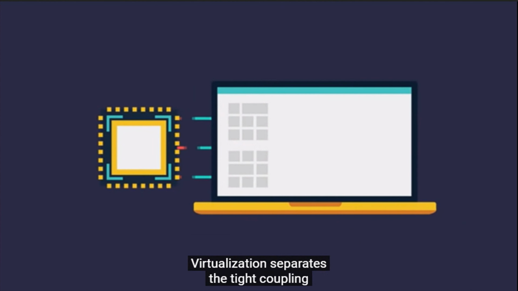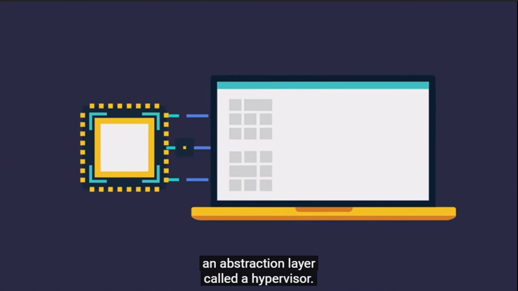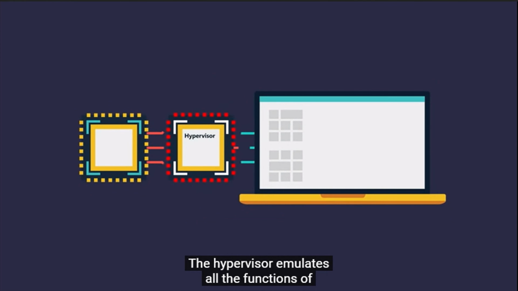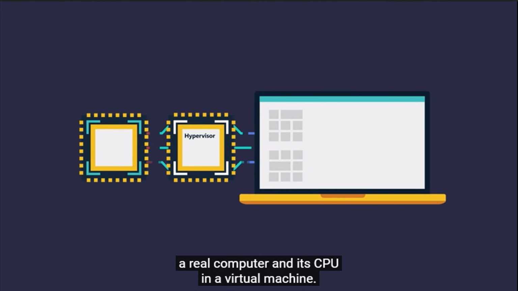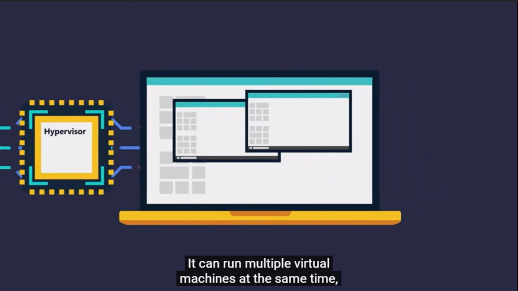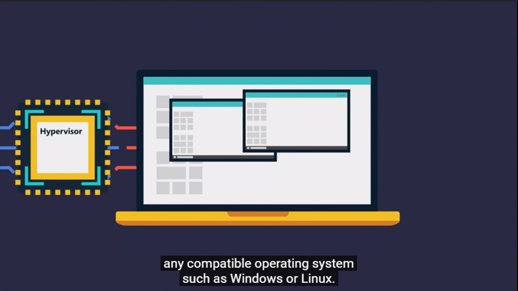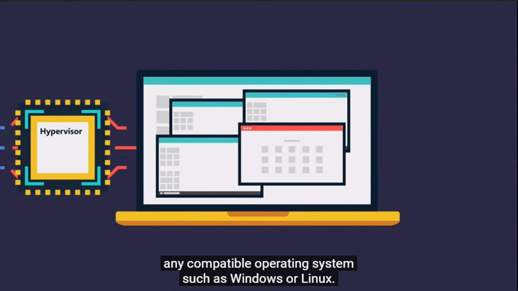Virtualization separates the tight coupling between a computer's CPU and its operating system using an abstraction layer called a hypervisor. The hypervisor emulates all the functions of a real computer and its CPU in a virtual machine. It can run multiple virtual machines at the same time, and each virtual machine can run any compatible operating system, such as Windows or Linux.